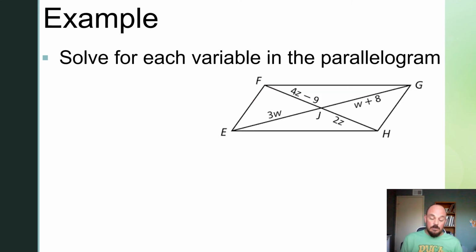All right, so here is our last example for today. This is the one I was thinking of a second ago, where we're going to actually use the diagonals here. So I said solve for each variable in the parallelogram. So there's two variables in here. We have a w and a z.